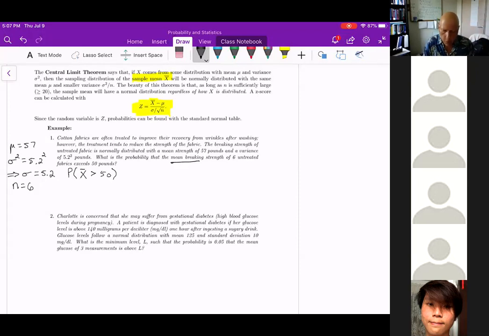Since this is a probability with respect to x bar, that is my signal that I need to use the central limit theorem here. And up top in yellow, I have what that formula is. So I'm going to convert x bar to a z-score and 50 into its numerical z-score, which is given by 50 minus the mean of 57 over sigma, which is 5.2, and that sigma is divided by the square root of n, which is the square root of 6.